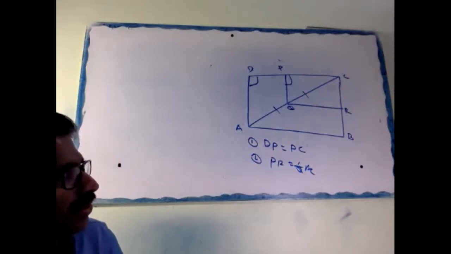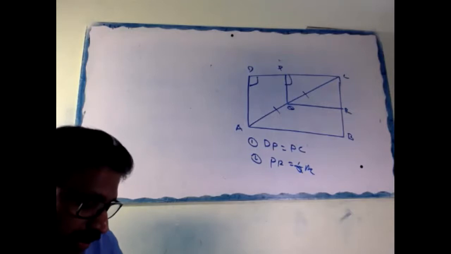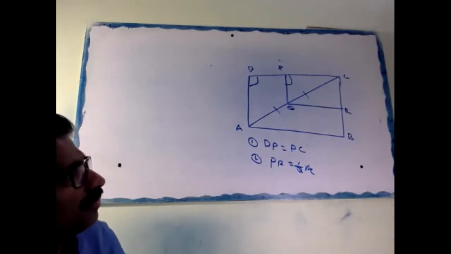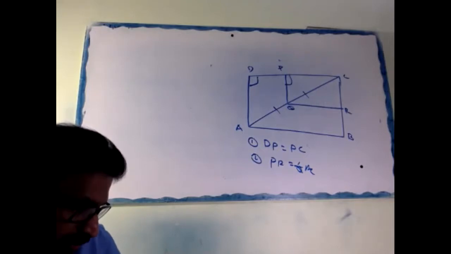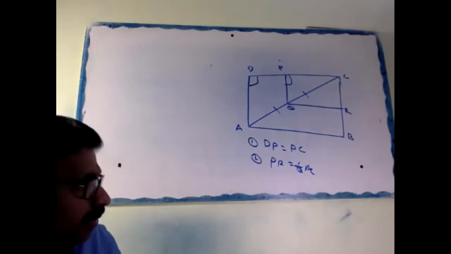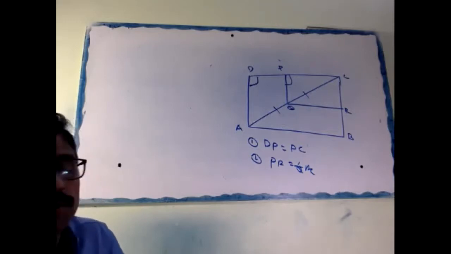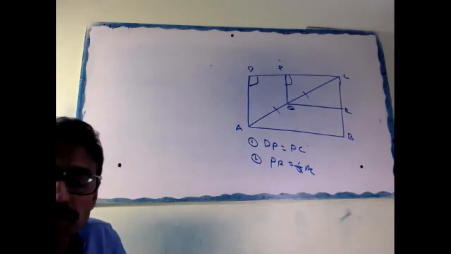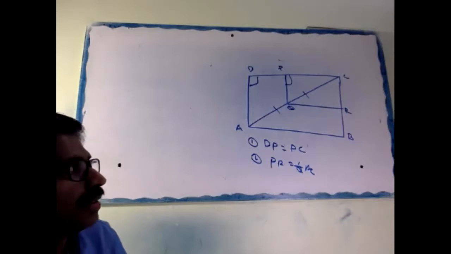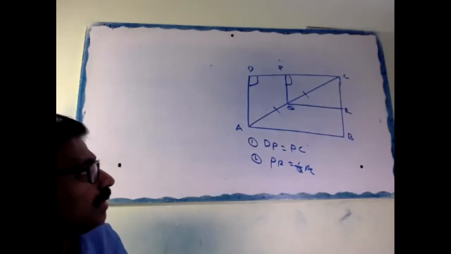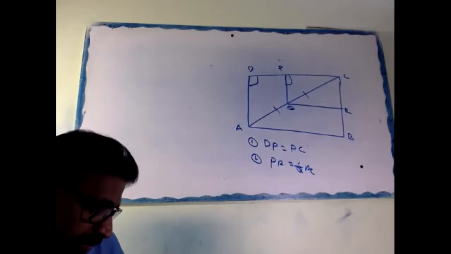But QC is equal to half of AB. That means PR is equal to half of AC. QC is equal to half of AC. Therefore, PR is equal to half of AC.